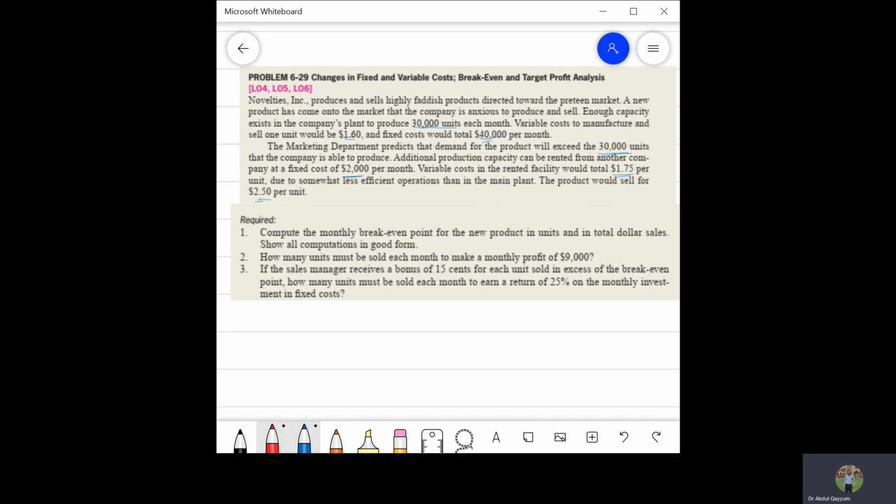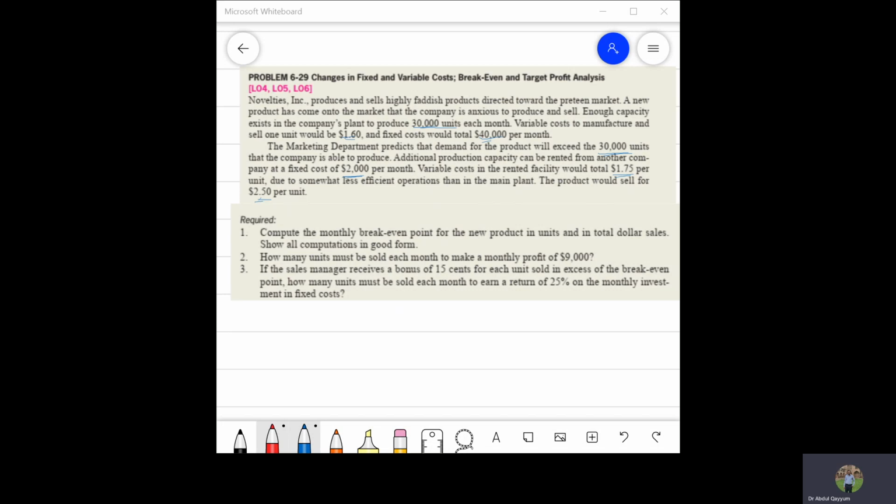Compute the monthly break-even point for the new product in units and in total dollar sales. Show all computations in good form.